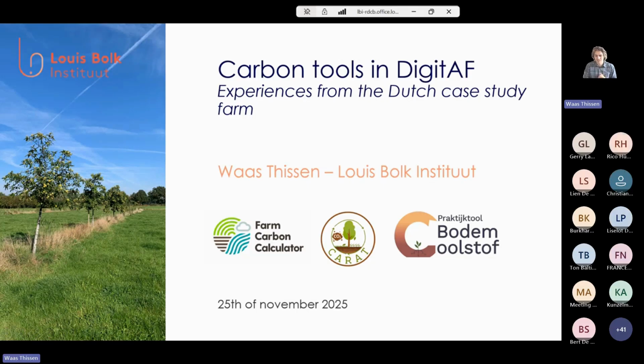My name is Vas Tisse from the Bolk Institute. We are a research institute from the Netherlands. And we are participating as a living lab in the DigitAF project. That means, amongst other things, that we're testing a lot of these carbon tools with farmers and with other stakeholders in our living lab to see how they work, if they're user-friendly, if they're intuitive, if the results are what we would expect from them. So I will talk a little bit about that. And I will test 3 tools today and also compare them a little bit.